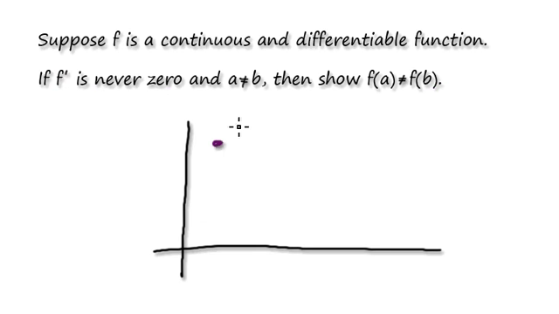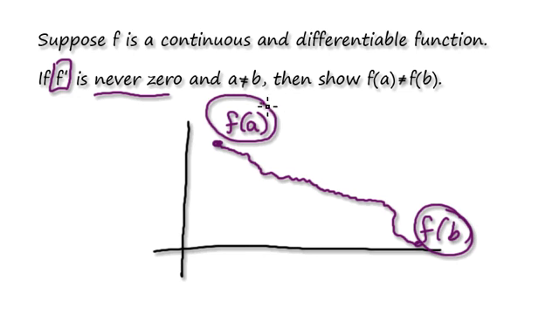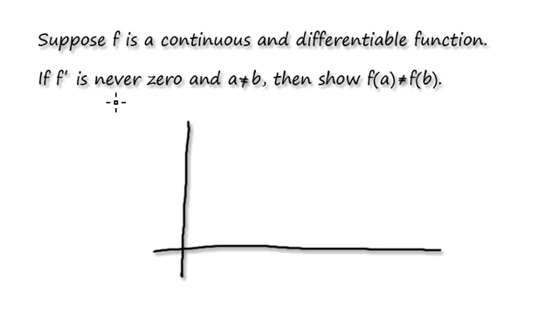Or this could be another scenario. Suppose this point here is f of a. If f prime is never zero, you can have a negative gradient. If the gradient is always negative, then it's always falling. So by the time you get to f of b, it's kind of obvious that f of b can never be equal to f of a.